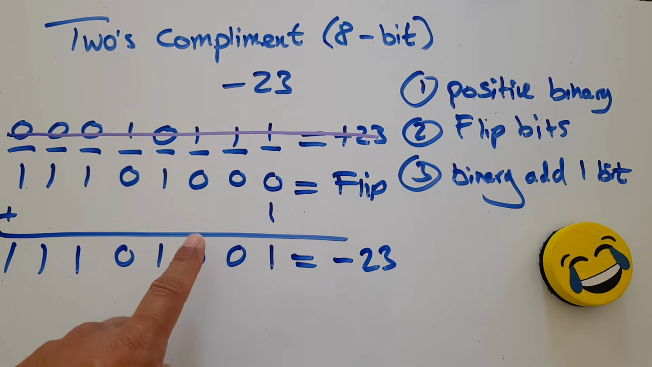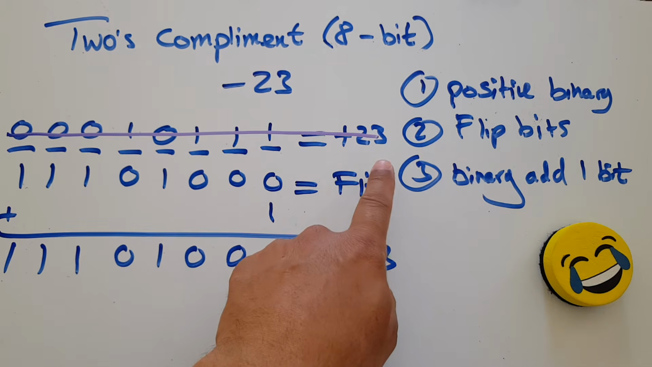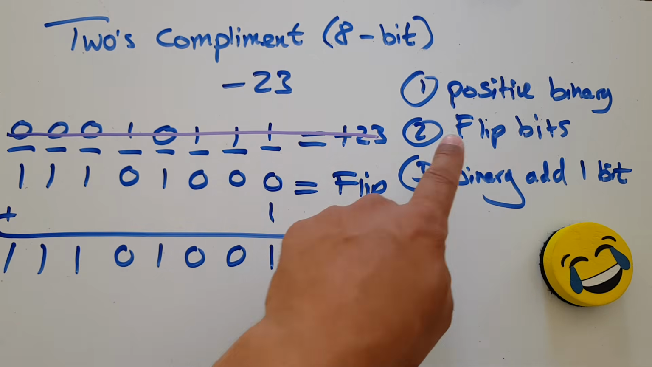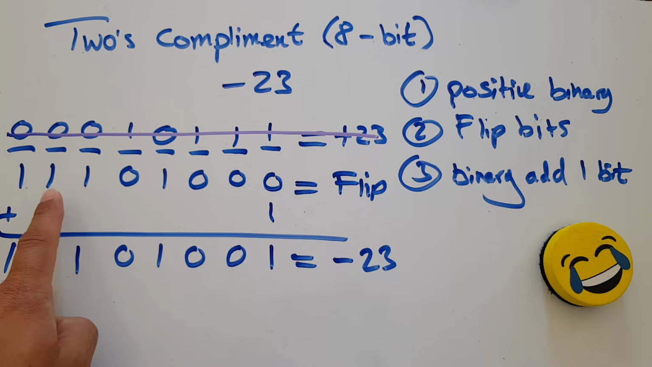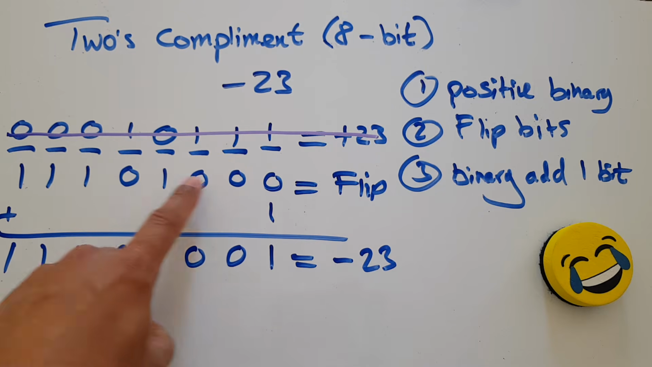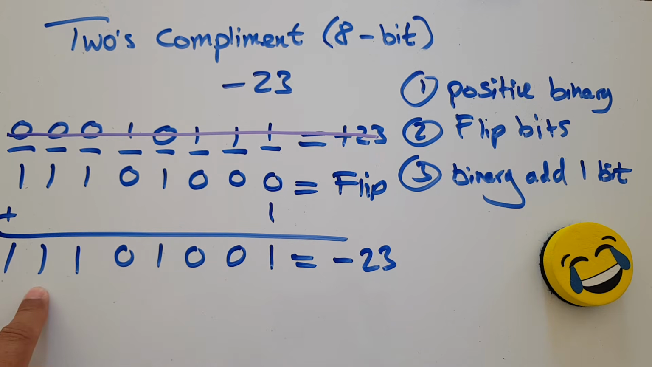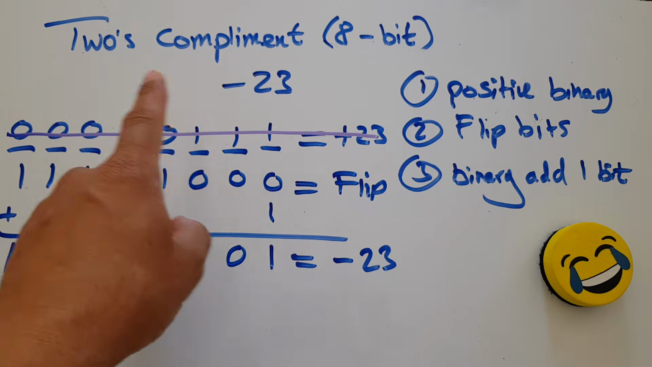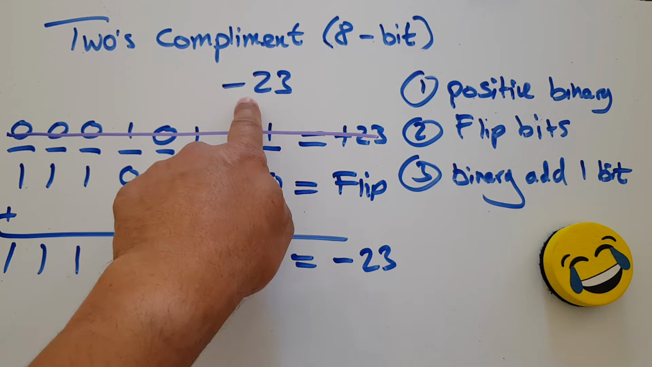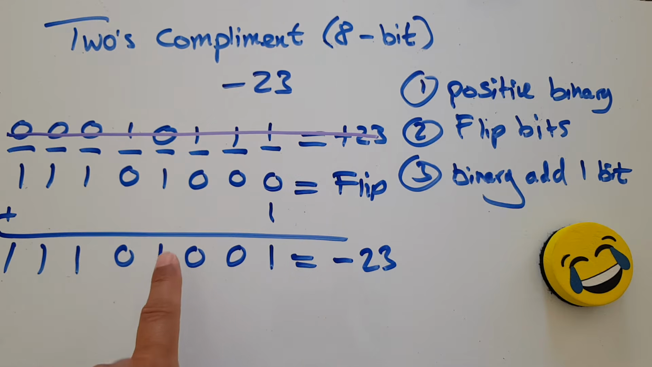using the 2's complement system. The first step was write out the positive 23. Second step, flip the bits. Third step, binary addition of 1. And we get the answer. But how do we know that's the answer? You can actually just type into Google 2's complement converter, type in minus 23, press a button, and you should get that same binary as the answer.